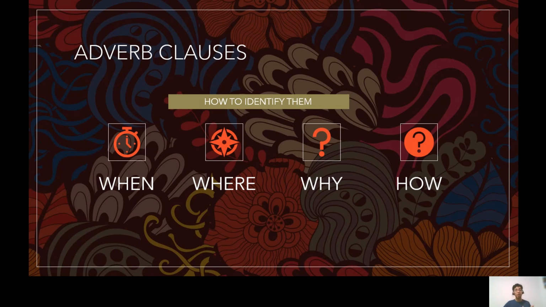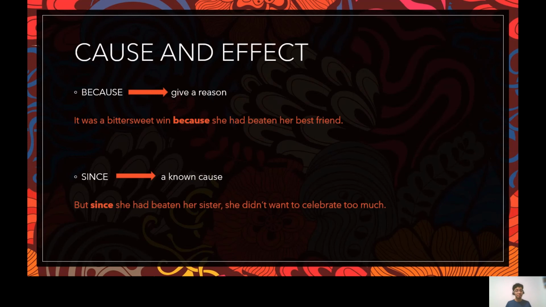Today, our main point is to see how an adverb clause shows cause and effect. So to start, we have two over here: because and since. We use because when giving or expressing a reason. As an example, we have: it was a bittersweet win because she had beaten her best friend. So you may wonder, what is the reason? Well, it was a bittersweet win because she had beaten her best friend. That's the reason why it was a bittersweet win.